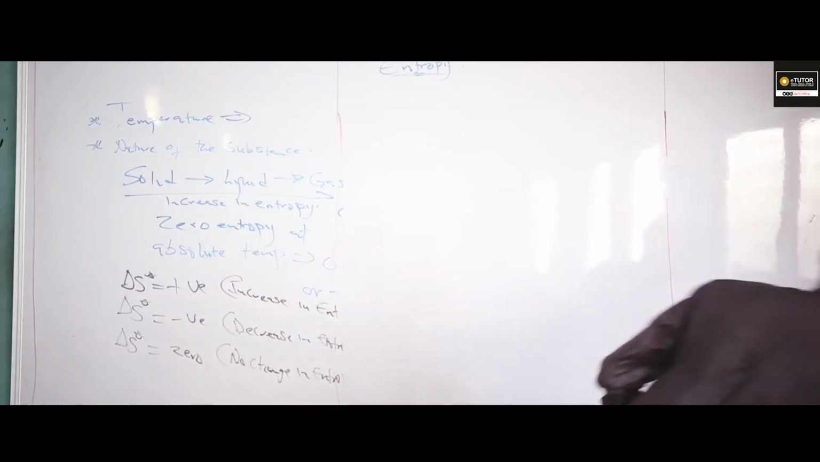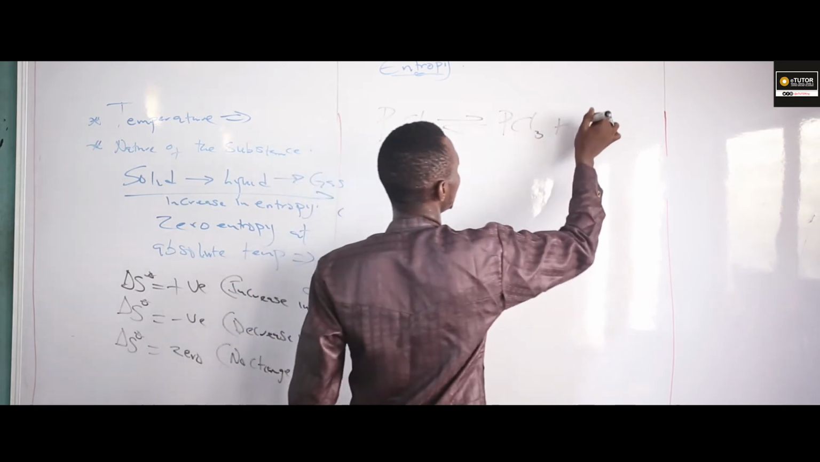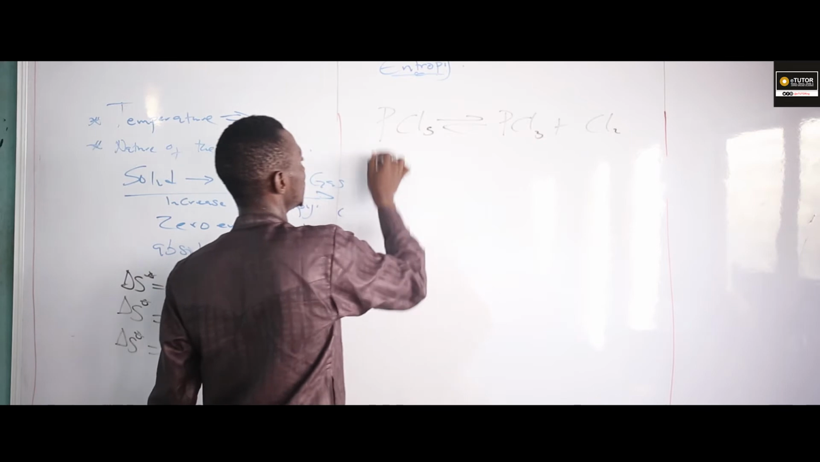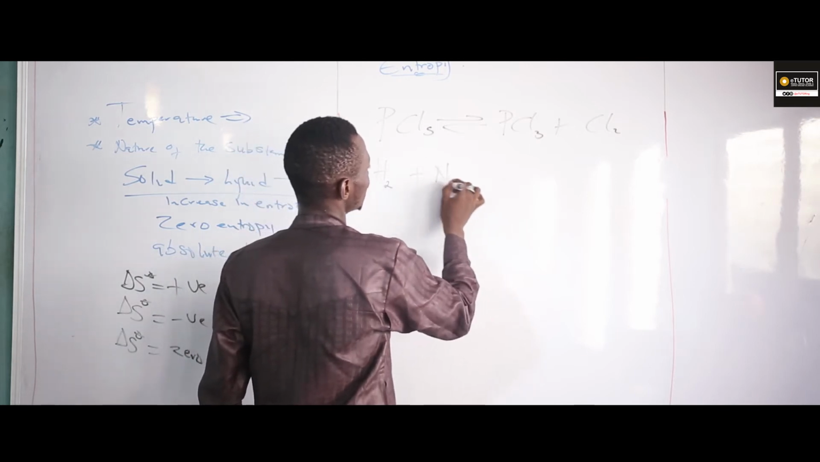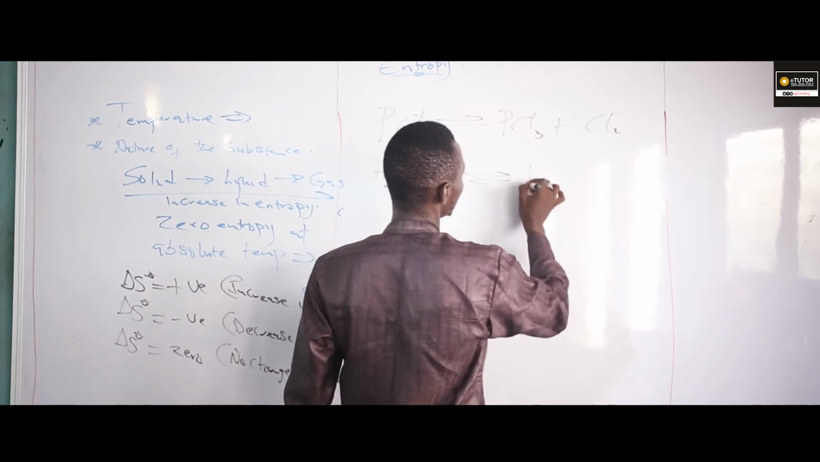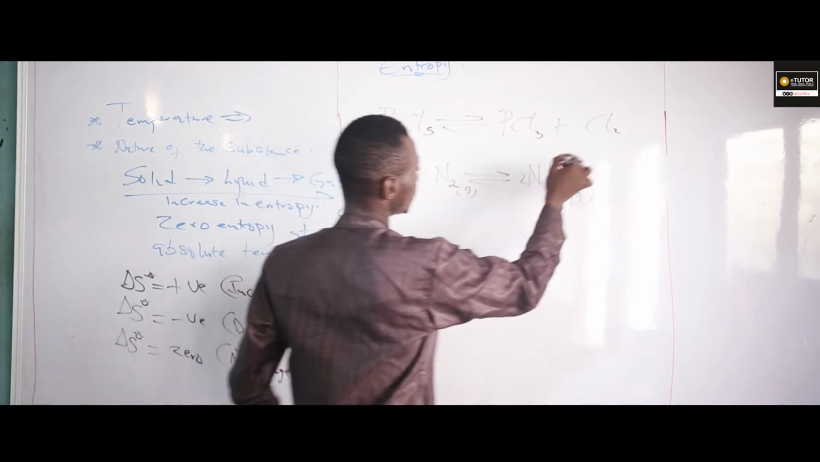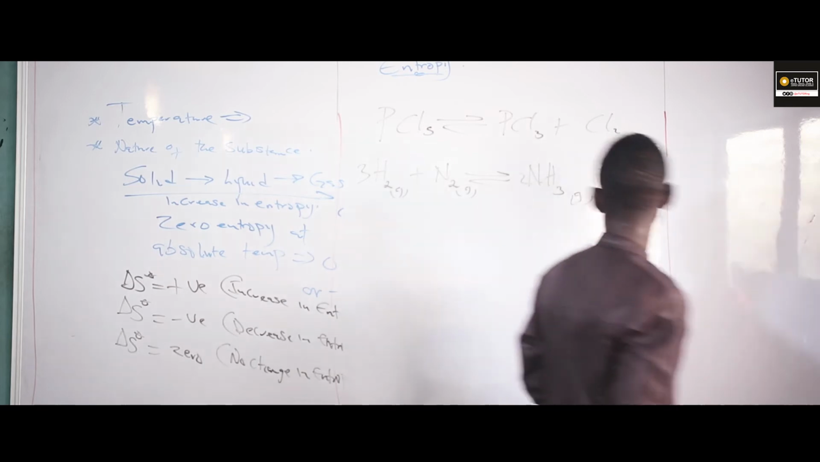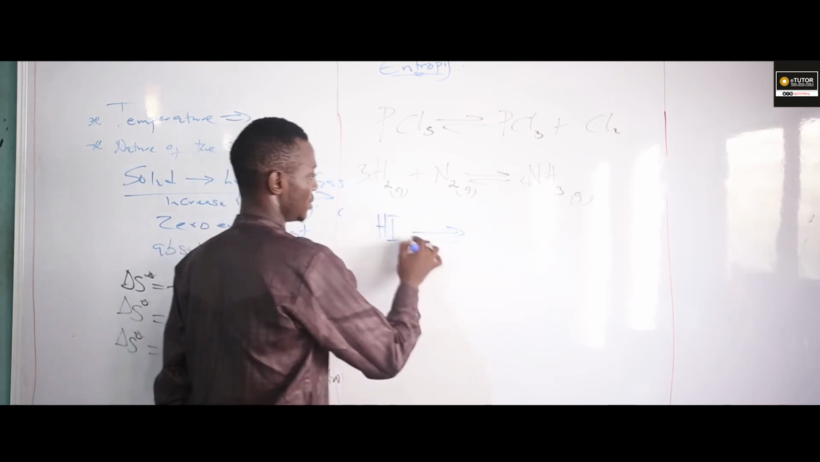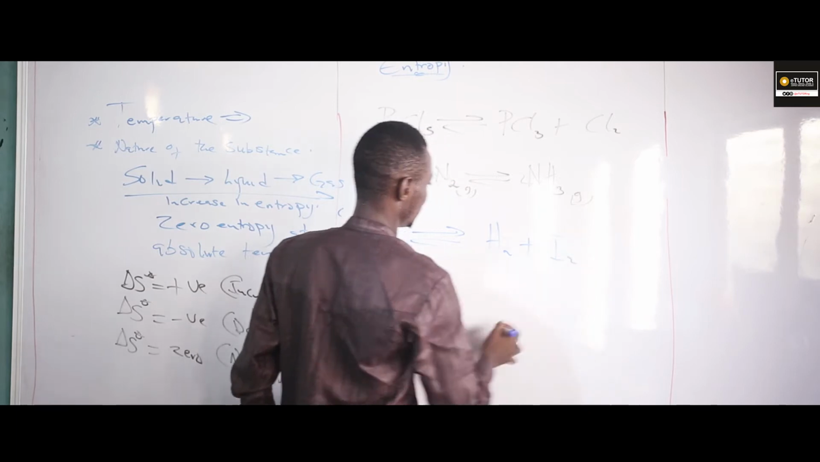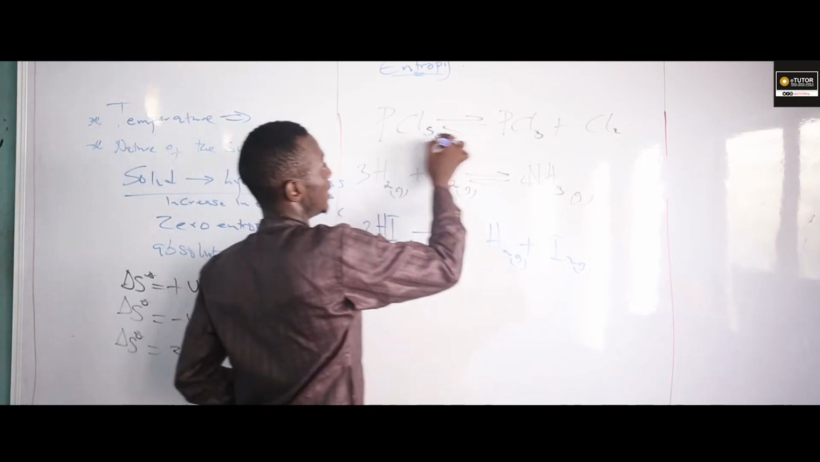Now let me make use of these examples. Look at this system. We have PCl5 giving PCl3 plus Cl2. We also have ammonia, the Haber process, where hydrogen reacts with nitrogen gas to form ammonia. And the last one is HI, which gives H2 plus I2. Gas, gas, gas. They are all gases.